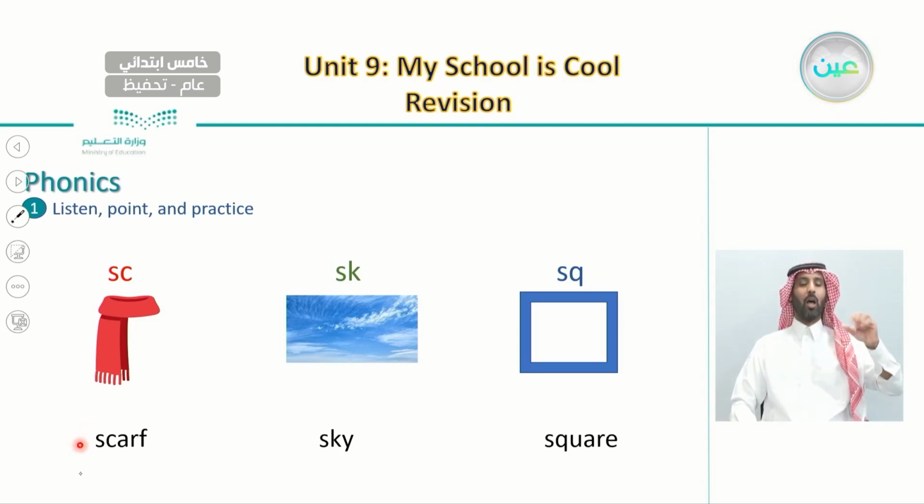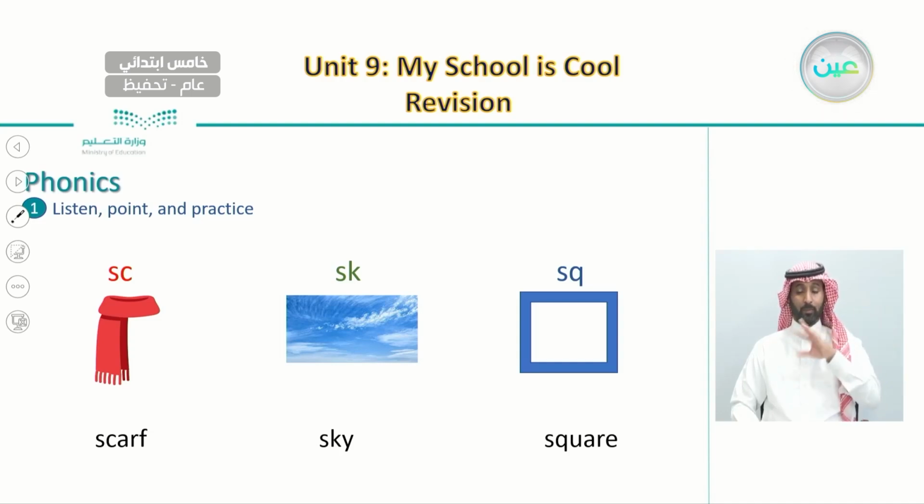Scarf. Say after me, scarf. And then we have sky. Sky. And here we have square. Square. Very good. So these three words will help us understand and differentiate the sounds of all of these letters. With SC we said scarf, with SK we said sky, and with SQ we said square.